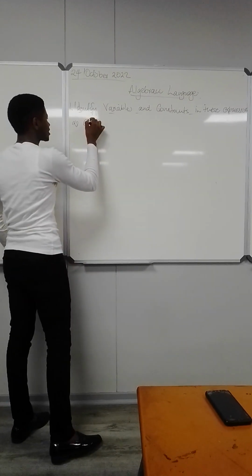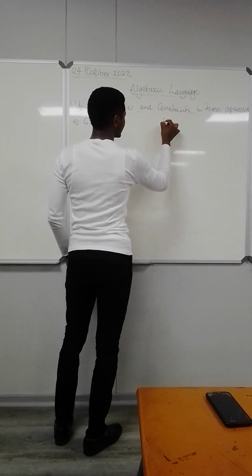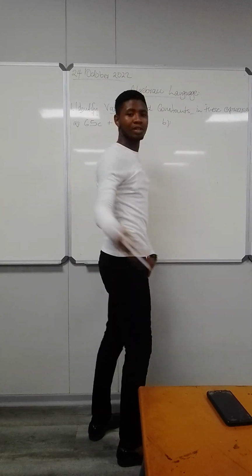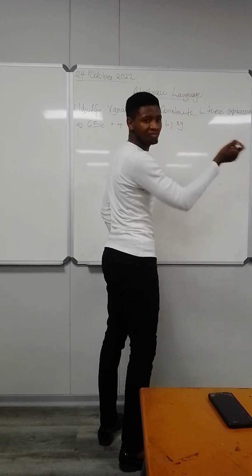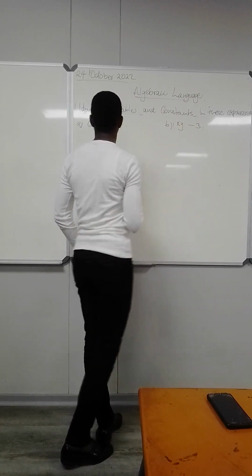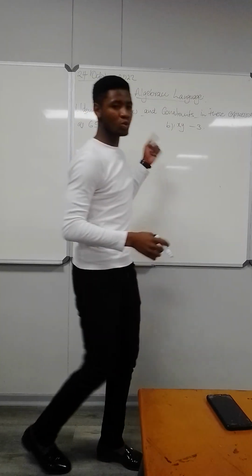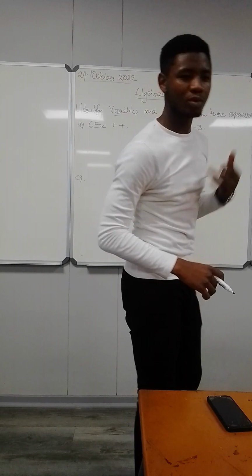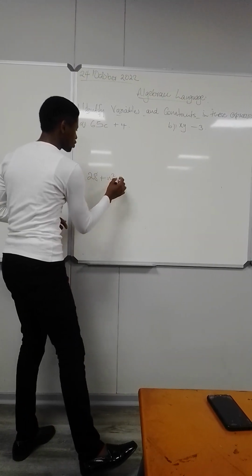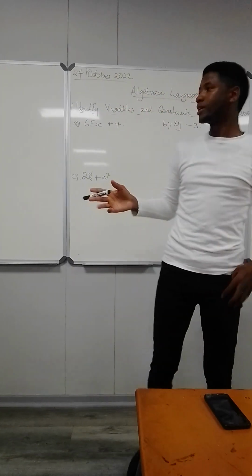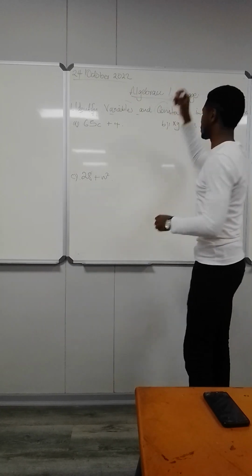It says 65 plus 4. The other one, what does it say? It says x, y, minus 3. Now, we also have the third one. So what we have to do here is to only identify the variables as well as what, constants. So the other one says 20n plus n squared. Now, can you please assist me in identifying the variables as well as constants?